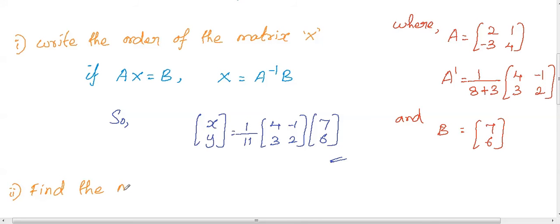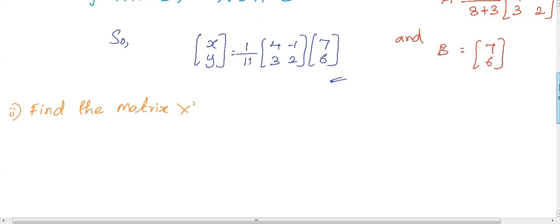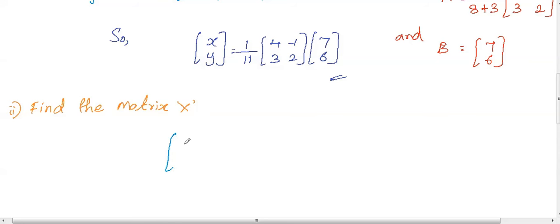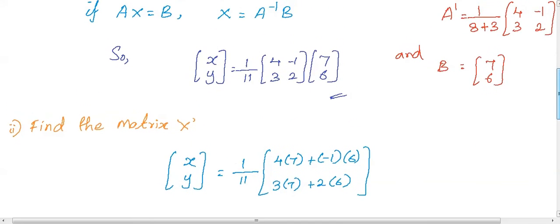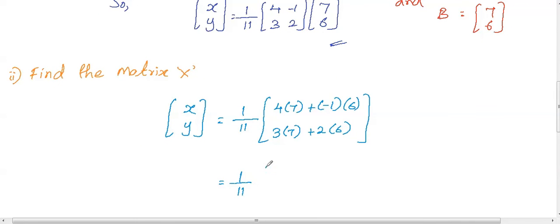For that we just need to multiply this A inverse and B, so that we get the matrix X. So we can write (x, y) = 1 by 11 into 4 times 7 plus minus 1 into 6, 3 times 7 plus 2 times 6. Writing that down: 1 by 11, and 4 sevens are 28 and minus 1 into 6 is minus 6, and 3 times 7 is 21, plus 12.